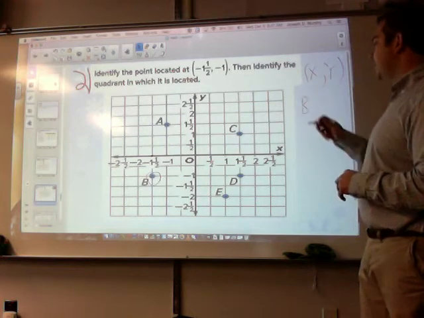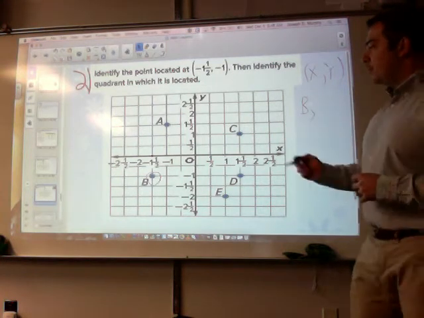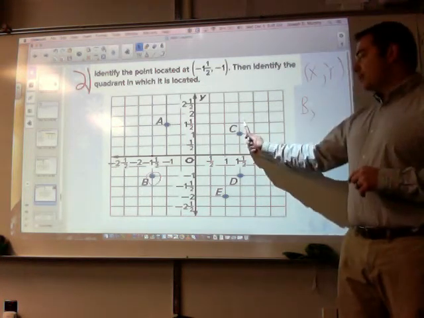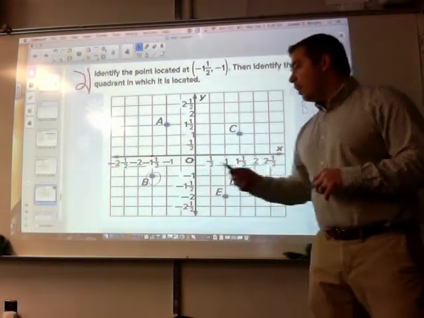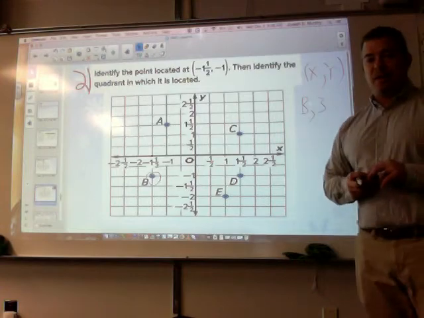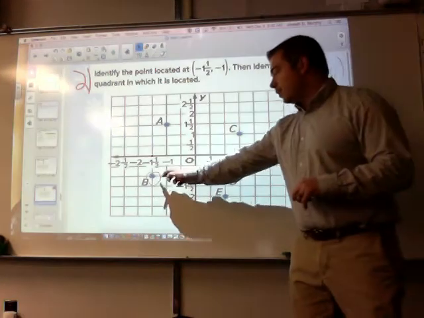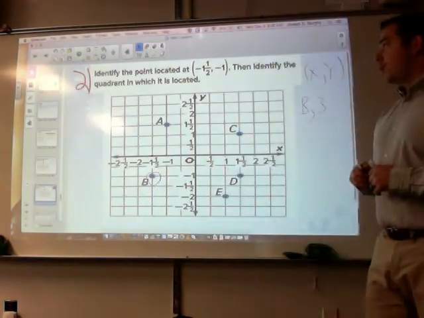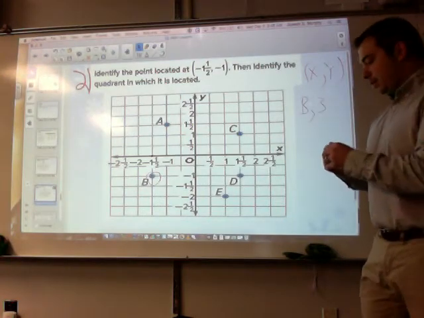So the answer would be B, and we are in which quadrant? Let's count. Quadrant 1, quadrant 2, quadrant 3. So that would be in quadrant 3. B3, you sunk my battleship. Right there it is. Okay? B in the third quadrant. All right.